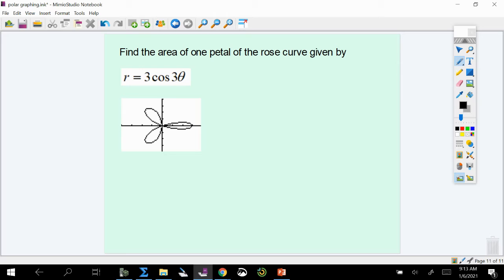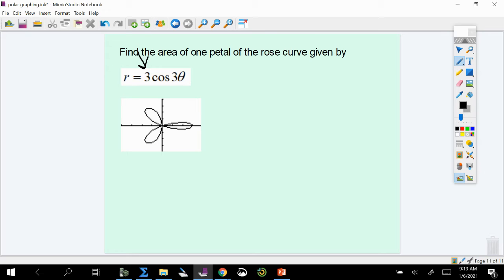So this one has a rose curve given by r equals 3 cosine 3 theta. We talked on Tuesday that if the coefficient of your angle is odd, it's this number of petals, and if it's even, it's double that number. So this one has a 3 in front of the theta, so there are 3 petals. The number in front, the coefficient in the beginning, tells you how long the petals are.